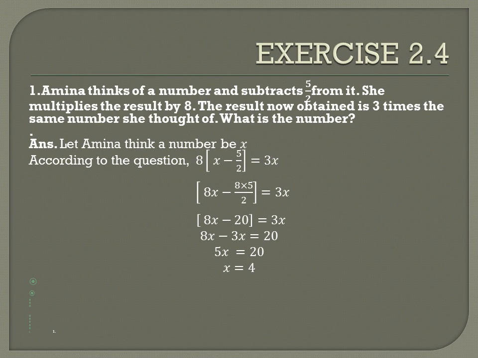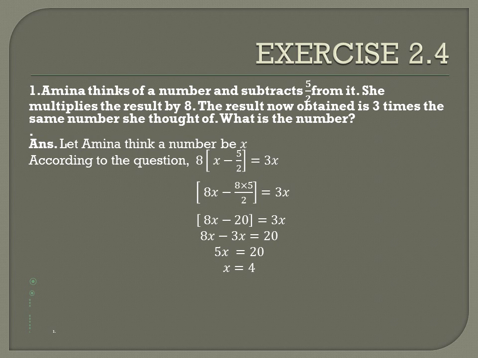Let us move to exercise 2.4. First question. Amina thinks of a number and subtracts 5 by 2 from it. She multiplies the result by 8. The result now obtained is 3 times the same number she thought of. What is the number? Here we can assume the number Amina thinks be x. Let the number Amina thinks of be x. According to the question, what is given, children? Amina thinks of a number and what did she do? She subtracts 5 by 2 from it. Means 5 by 2 we have to subtract from x. That can be expressed as x minus 5 by 2.